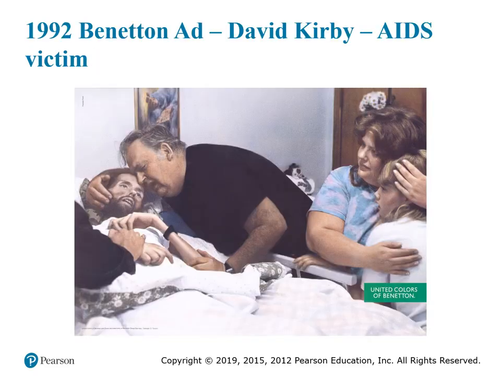So this is a Benetton ad from 1992, and David Kirby was here on his deathbed. He was a gay activist, and he was the victim of AIDS, and somebody painted a picture that came out of Life magazine two years before, and then Benetton used the oil painting as its ad. So it wants to project the whole idea of how much people are suffering as they get AIDS. And this is an issue which they want to highlight, right?